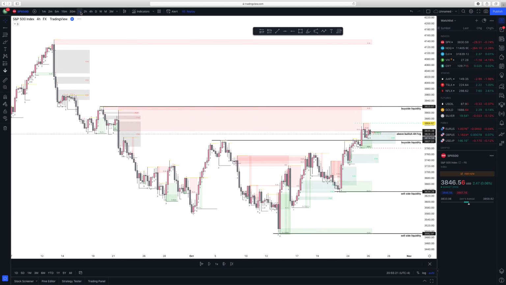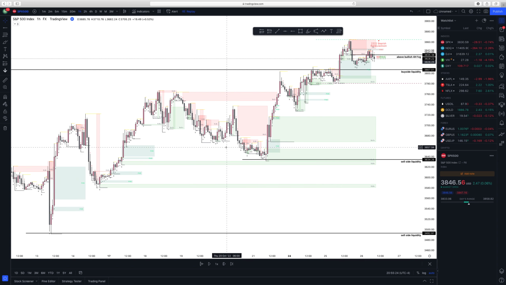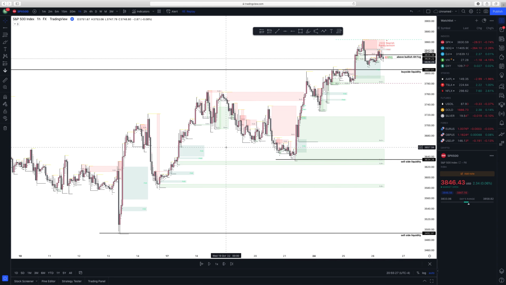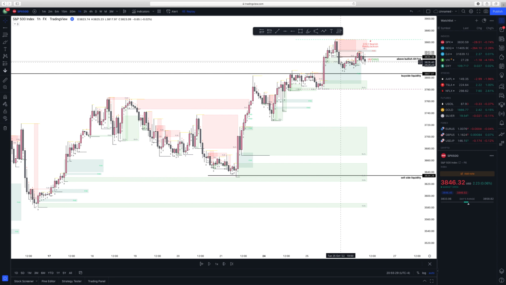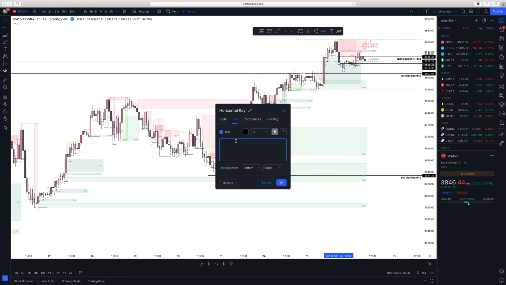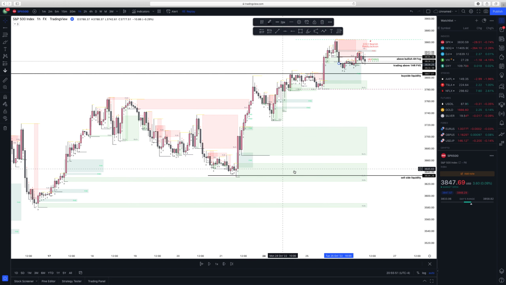Going to the 1-hour chart, you guys can see how it's holding on top of a 1-hour fair value gap as well, which was at 38.24. So I did mark a line for 38.24, and I put trading above 1-hour fair value gap. This way I know when I go to the lower time frames, if it's still trading above this area, then it's most likely bullish, and it's going to go towards the highest side of buy side liquidity, which was here.